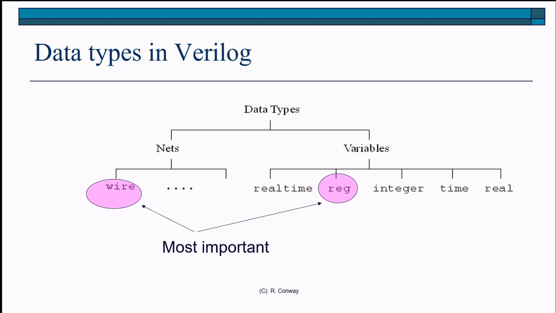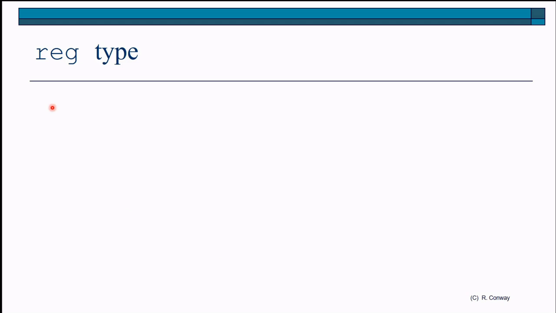We sometimes use the word signal as a general term to refer to nets or variables in our designs. The word signal is not part of the Verilog language. Let's look at the reg type. Reg is in the variable group for data types, and all variables have storage. This means that we can view a variable of type reg as a space in memory in which a value can be held, and that value is identified by the name given to that variable.